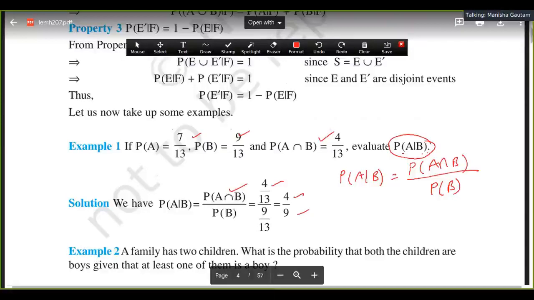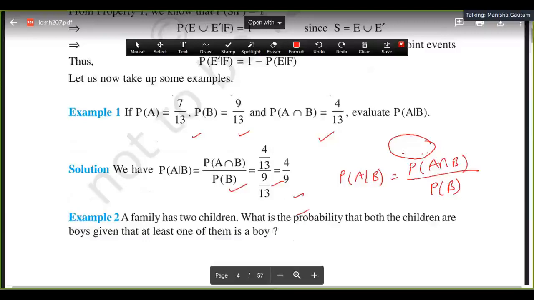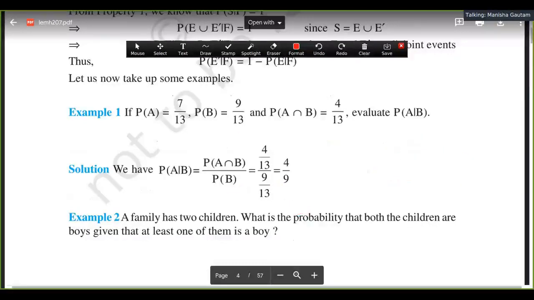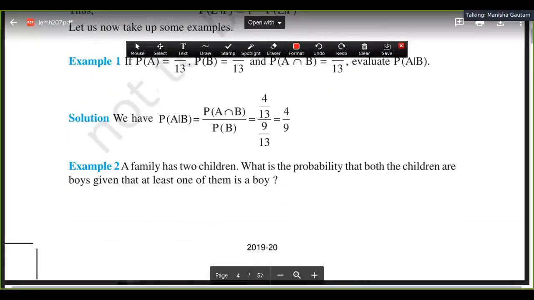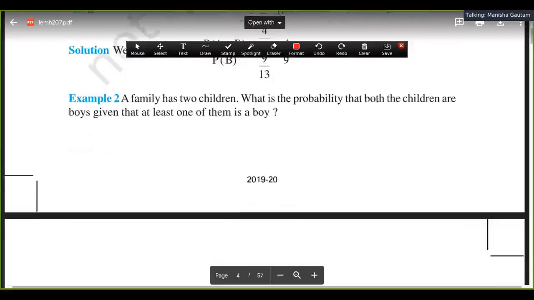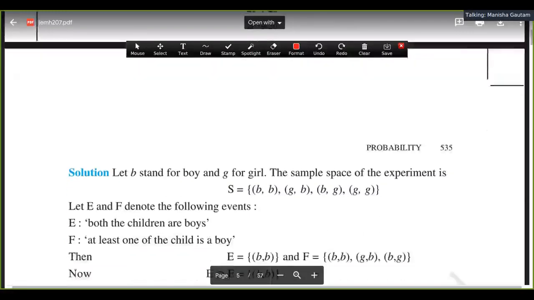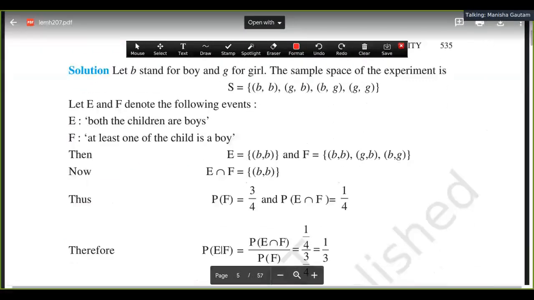Now in example number 2. A family has 2 children. What is the probability that both the children are boys given that at least one of them is a boy? First of all, you have to know the sample space. Both are girls, first is girl and second is boy, and first is boy and second is girl. Like this. Here is the sample space.